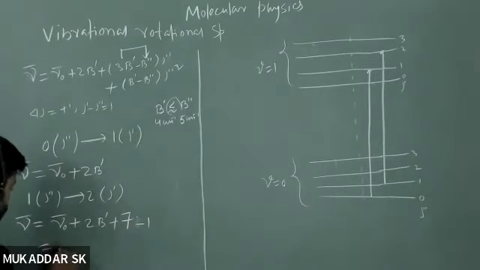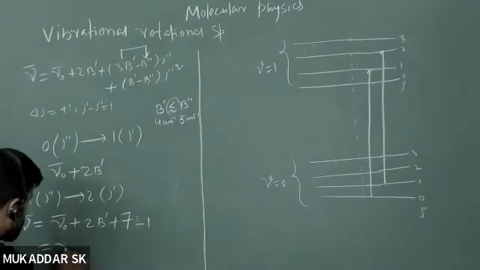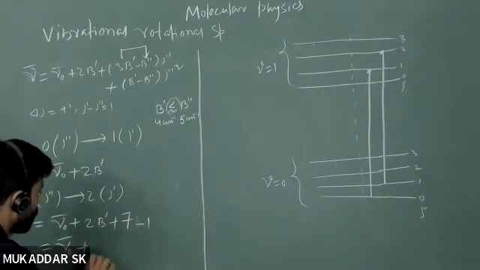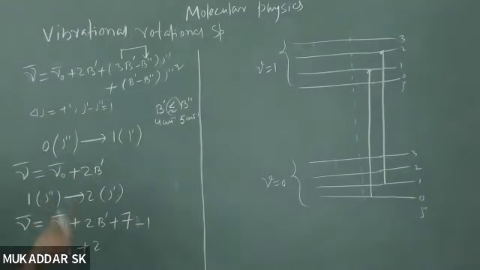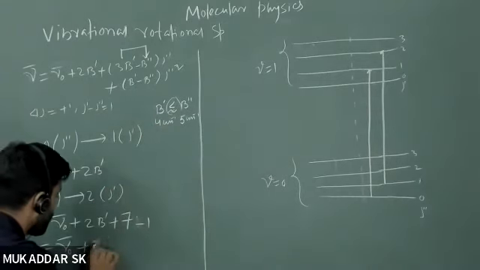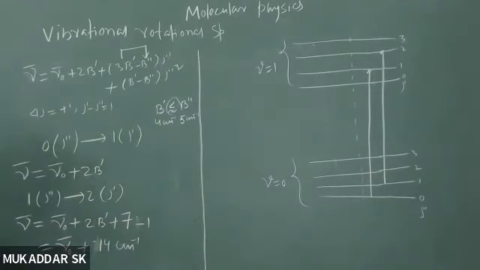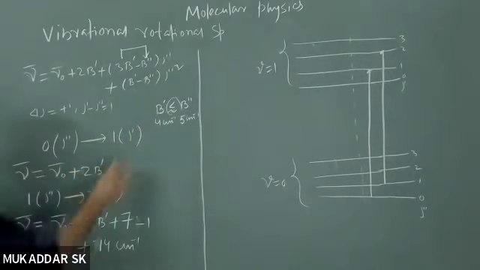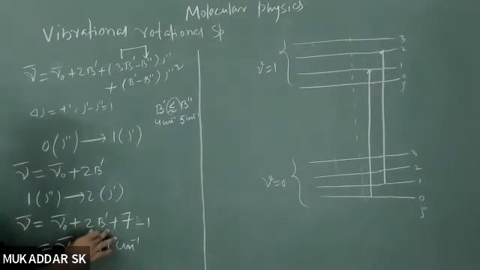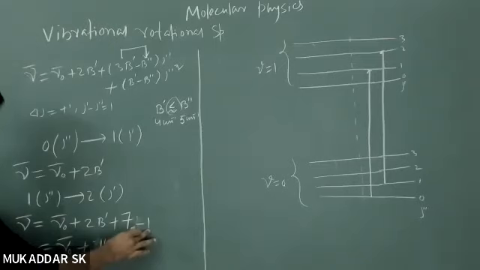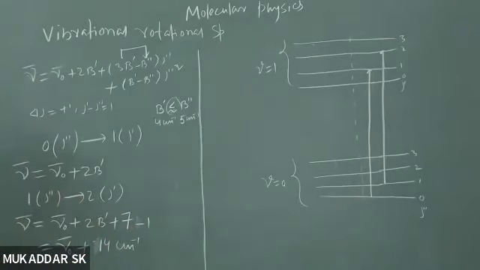So the location of your second line will be where? Nu 0 bar plus 2B. Let us substitute B dash here also. B dash is how much? 4, right? So 8 plus 6, 14. Is this part clear? So I've substituted B dash here also, 2B dash: 2 into 4, 8, and this part is 6, so 14 centimeter inverse. So your second line will be located at nu 0 bar plus 14 centimeter inverse.